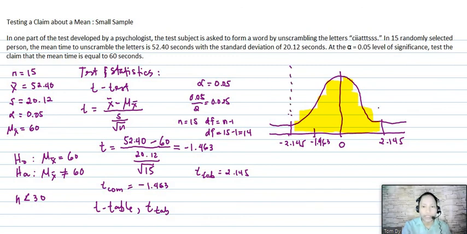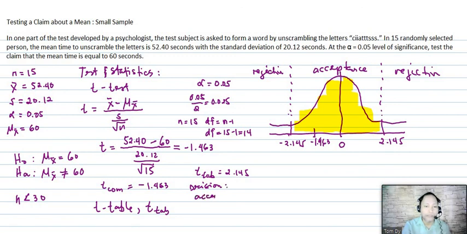Okay, remember this part. That is our acceptance region for the null hypothesis, and this part is the rejection region. Since this computed value of t is under the acceptance region, therefore our decision is to accept our null hypothesis. Okay? So when we accept the null hypothesis, then we will now write our conclusion.